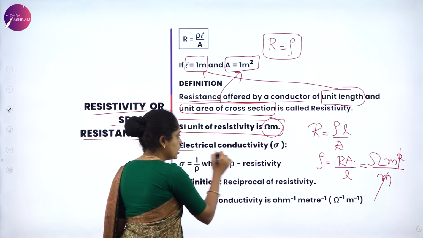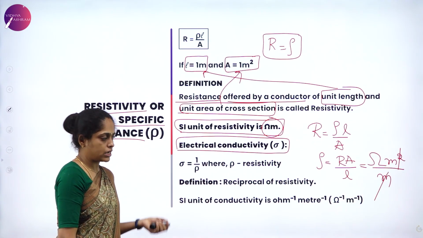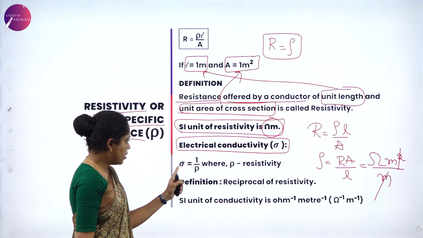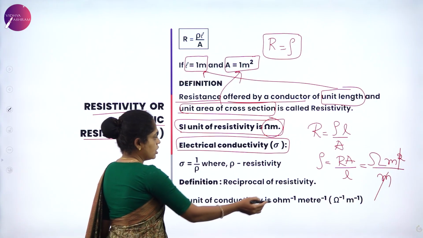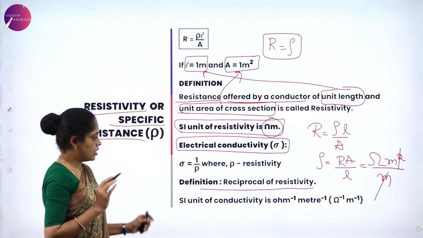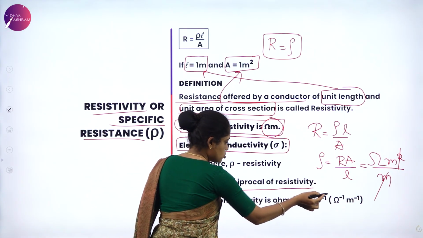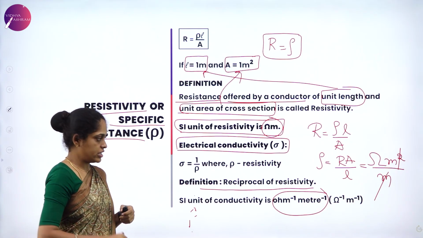The next quantity related to resistivity is conductivity, which is denoted as sigma. Sigma is the reciprocal of resistivity. The definition of conductivity is the reciprocal of resistivity. The SI unit is per ohm per meter.